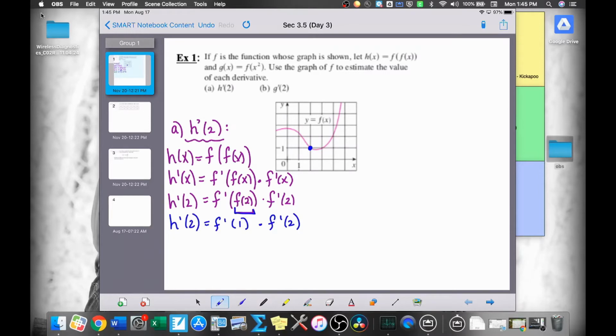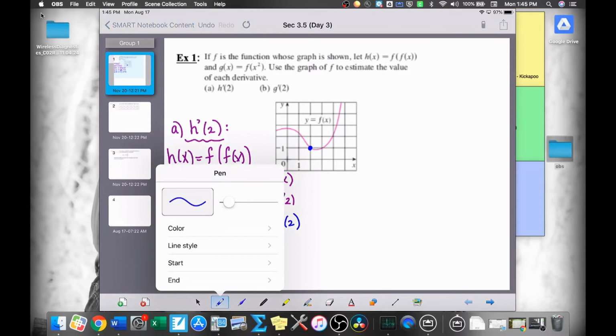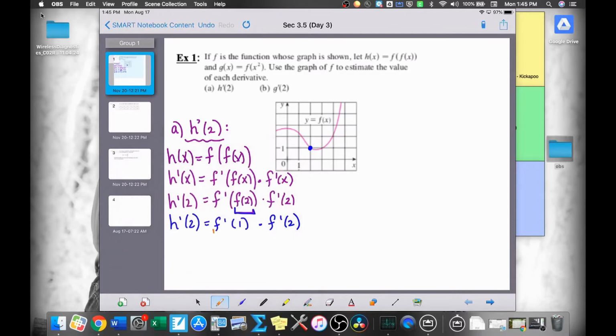So now I need to figure out, well, what is f prime of 1 and what is f prime of 2? Keep in mind, f prime of 1, that is going to be the slope of f of x at x equals 1. And f prime of 2 is going to be the slope at x equals 2. So first, let's look at x equals 1. X equals 1 is right there.